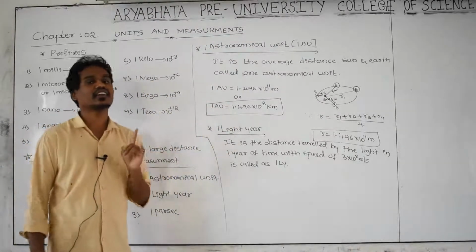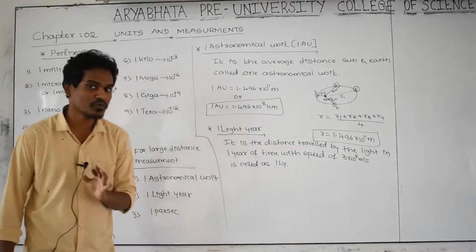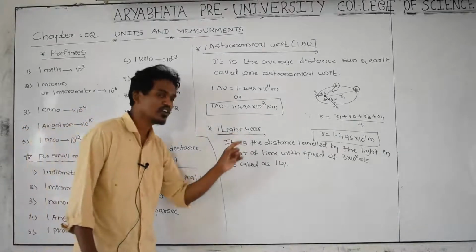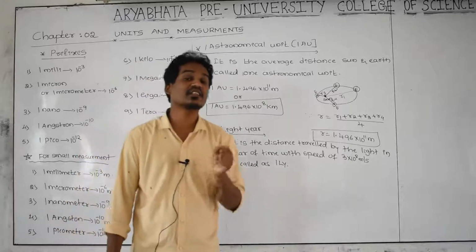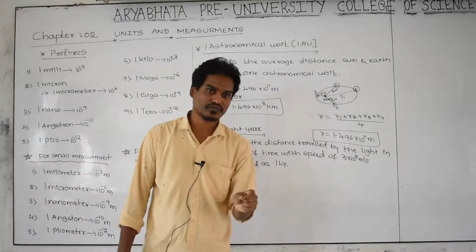1 light year. And don't confuse here. What do you mean by 1 light year? 1 light year is the unit of distance.